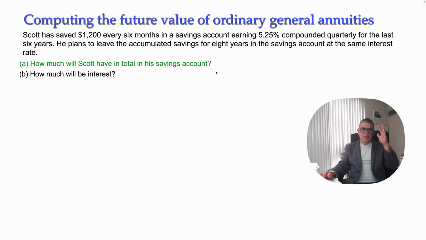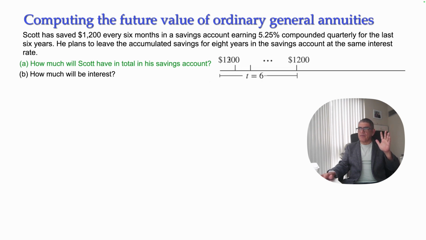So we need to think of this annuity as something like this. We have been making deposits of $1,200 during 6 years. But after these 6 years, Scott left this money for 8 years more. And we want to know how much will be here at the end.